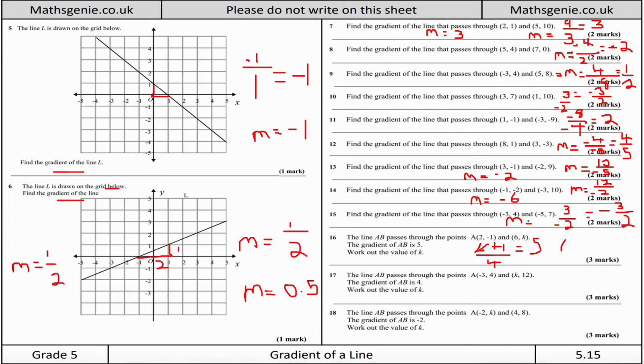Rearranging this equation, timesing up both sides by 4, I get k plus 1 is equal to 20. 5 times 4 is 20. Subtract the 1 on both sides, I get that k is equal to 19, guys.